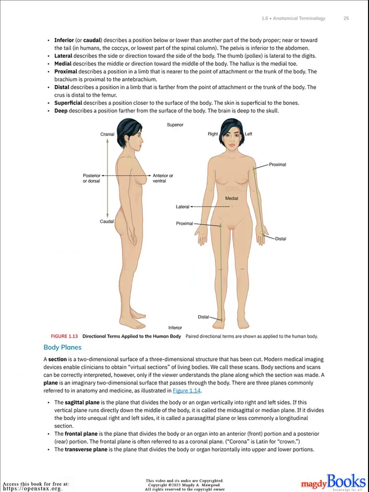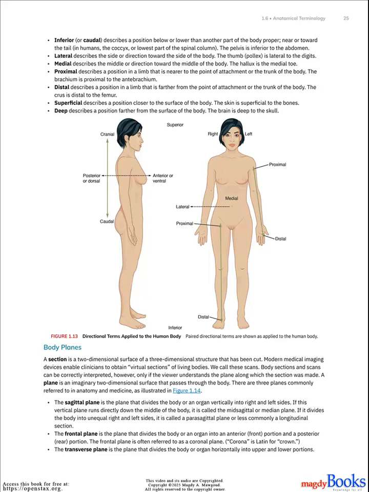4. Inferior, or caudal, describes a position below or lower than another part of the body proper, near or toward the tail, in humans, the coccyx, or lowest part of the spinal column. The pelvis is inferior to the abdomen. 5. Lateral describes the side or direction toward the side of the body. The thumb, pollex, is lateral to the digits. 6. Medial describes the middle or direction toward the middle of the body. The hallux is the medial toe.